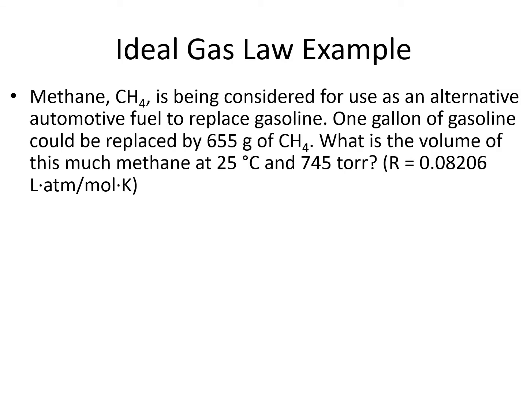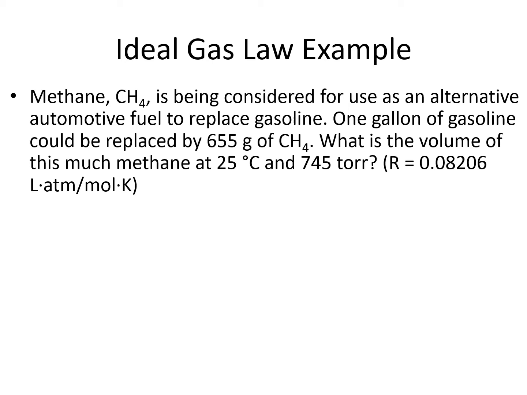Here's an example using the ideal gas law. We're trying to replace gasoline with methane. 1 gallon of gasoline could be replaced with 655 grams of methane. We want to find how much volume the methane would take up at 25 degrees Celsius and 745 torr. And we're given the value for R. You do not need to memorize the value for R. It will be given in the problem.